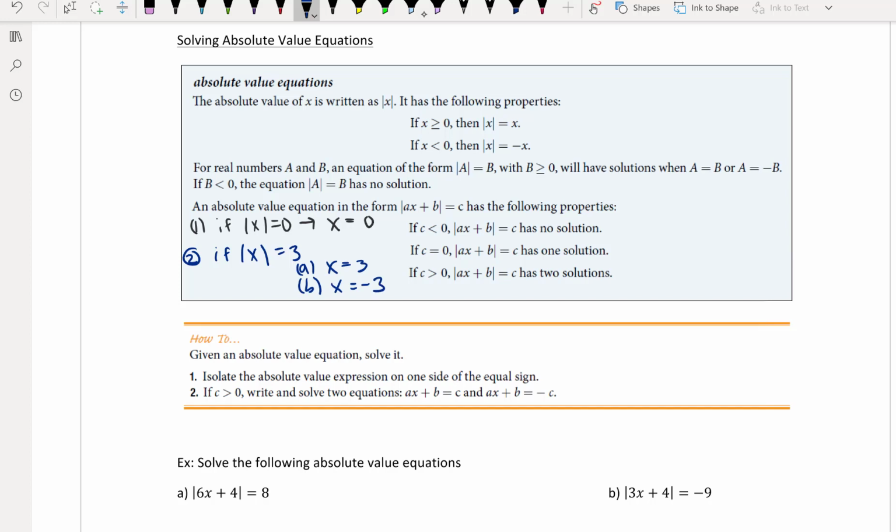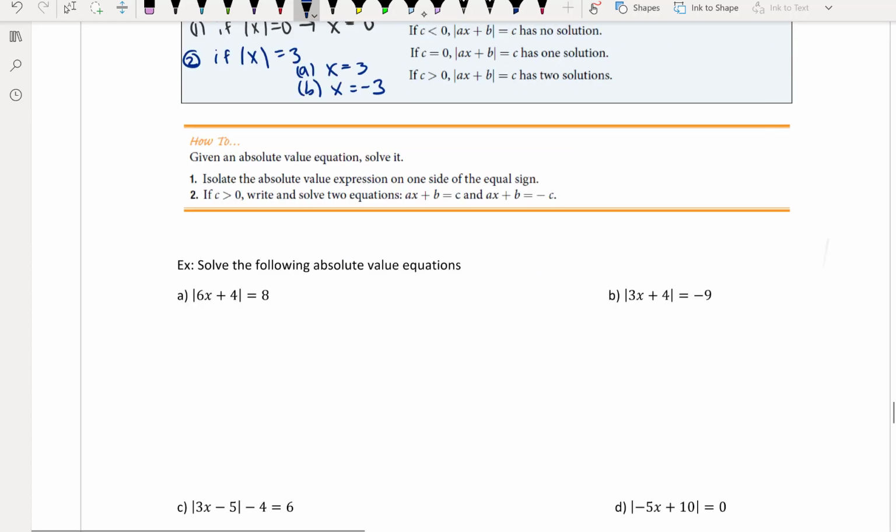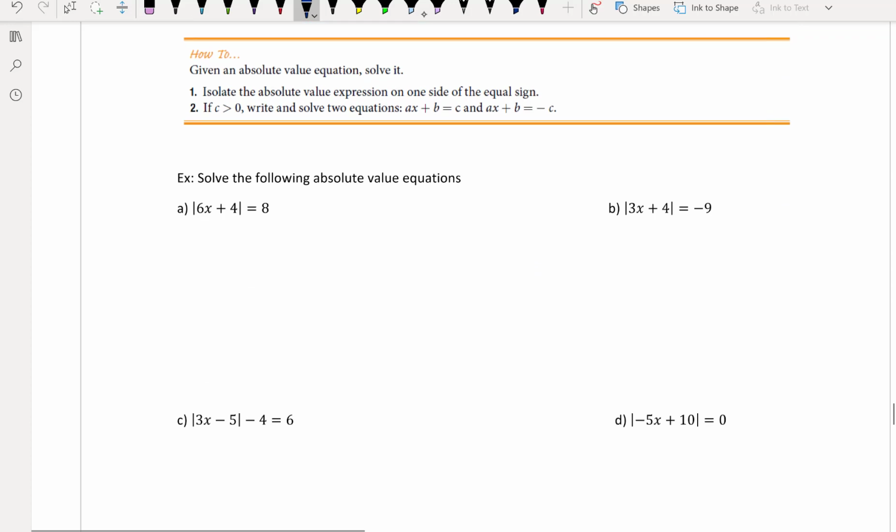So that's the difference here: it can be 3 or negative 3 if it's a value that's not equal to 0. And if the absolute value is equal to a negative number to begin with, then we say there's no solution. So let's think about these rules as we try to solve them. Here it says solve the absolute value equations. Here I have the absolute value isolated, and it's equal to 8.